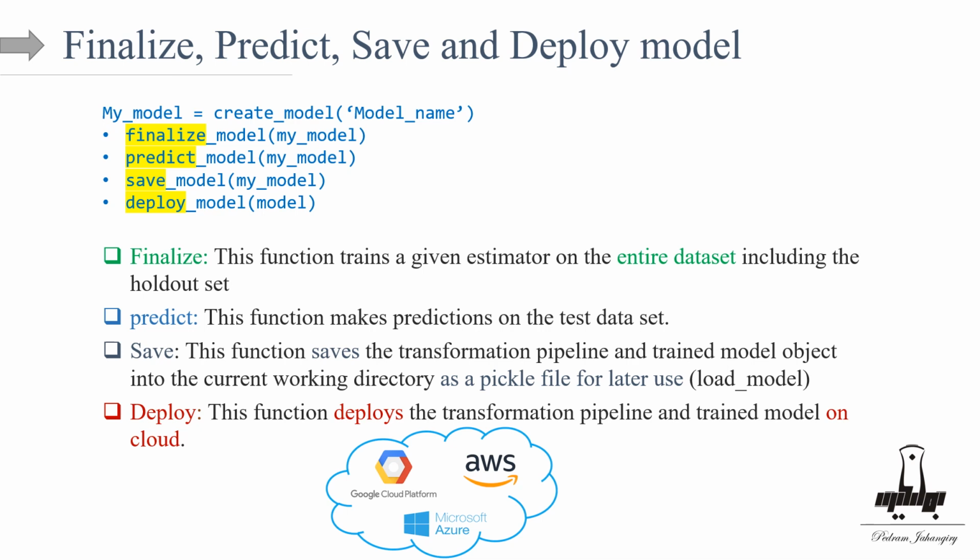And once we are happy with the model and we have made some predictions, we can save it. So this function literally saves the transformation pipeline and trained model objects into the current working directory. It's saved as a pickle file simply to be loaded later on. Okay, and of course we can deploy this model. We can deploy the entire pipeline and the trained model on cloud. So for example, you can deploy it on AWS, GCP, or Microsoft Azure.